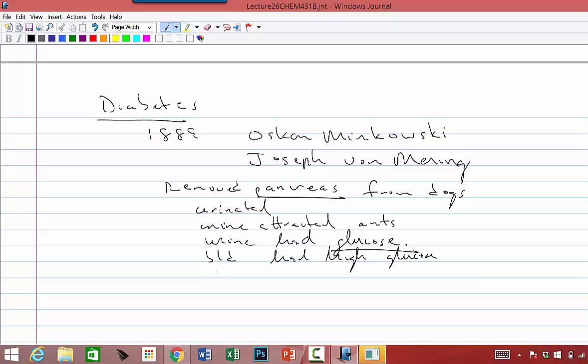And finally they figured out that there was a hormone that was inside the beta cells of the islets of Langerhans in the pancreas. And those beta cells are the producers of insulin.